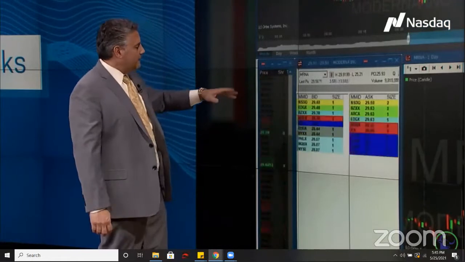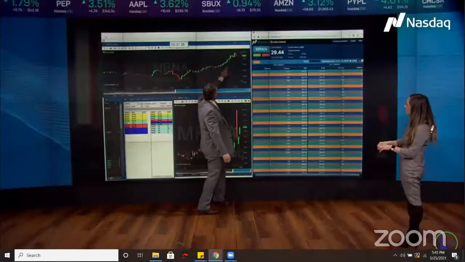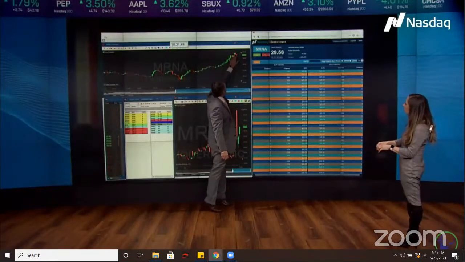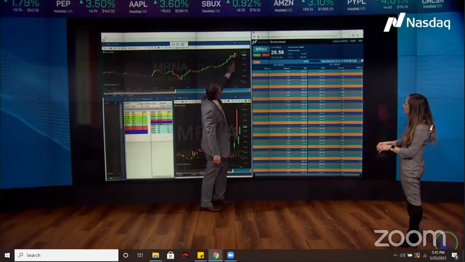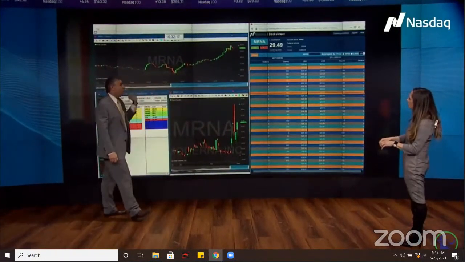Now, as it's trading, it's trying to get there. Actually, it almost tested it. You see that candle right there? It hit it, and now it's starting to back off a little. Now you're starting to see the red candlesticks, which means the last sale is lower than the previous.